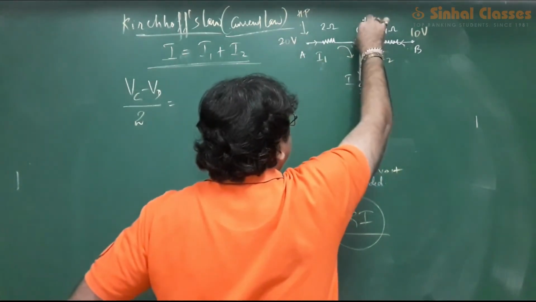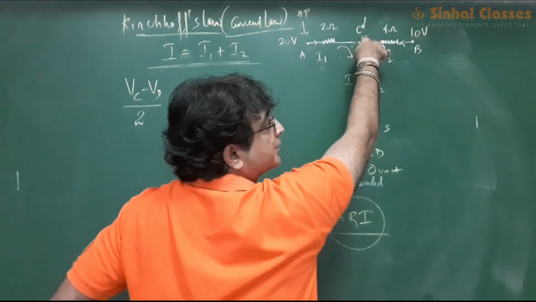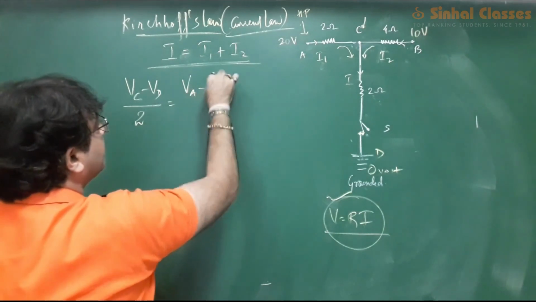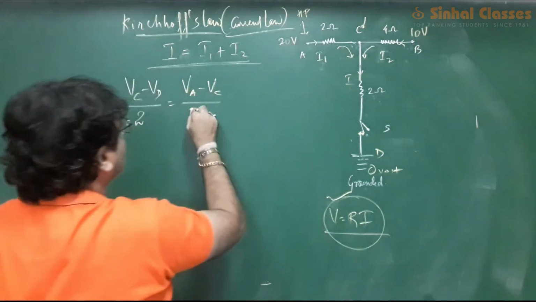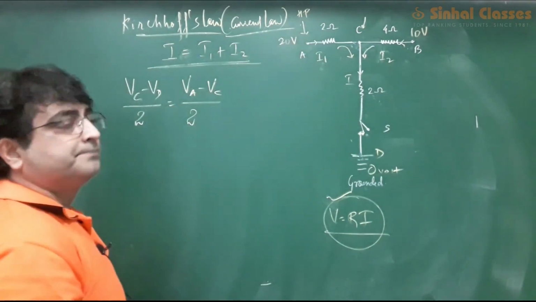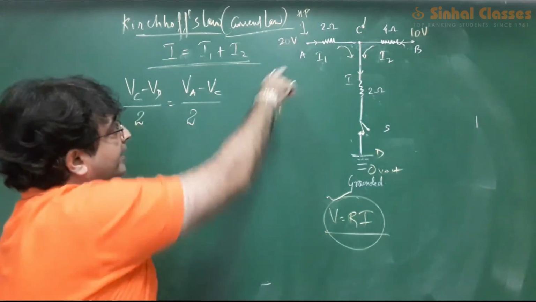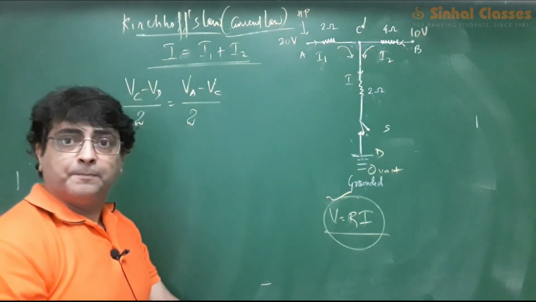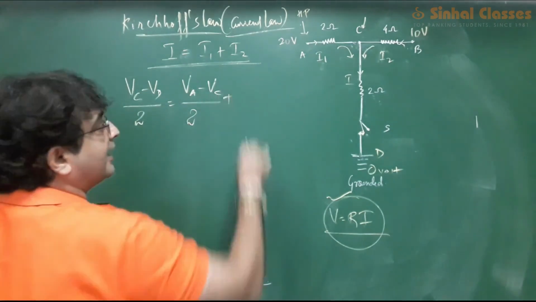I'll consider point C in comparison to be at low potential. The difference in potential, that is VA minus VC, upon the resistance we consider, will be the current flowing, I1, through it. And the resistance is how much? 2 ohms, I've given to you.